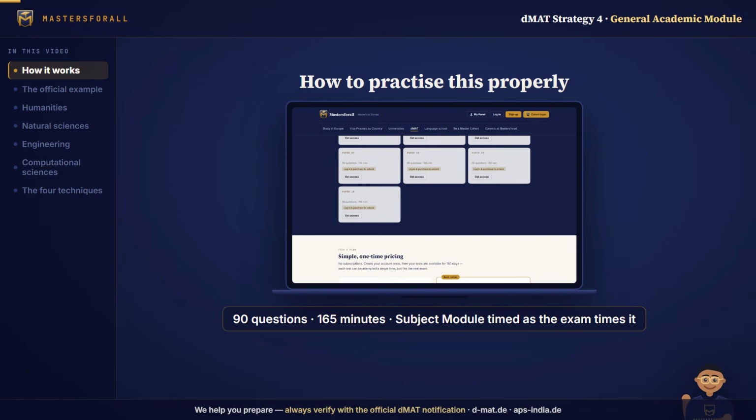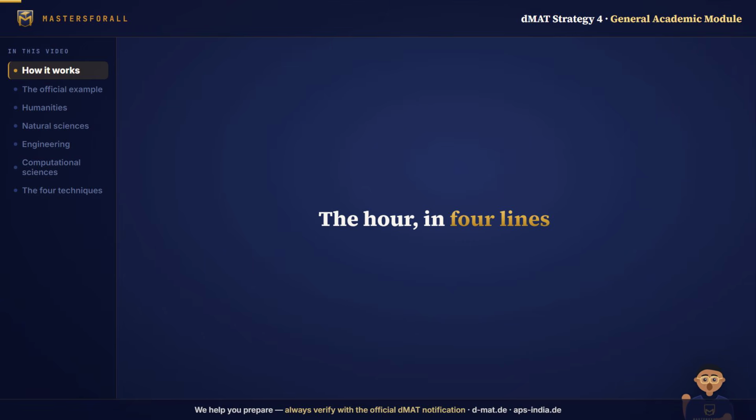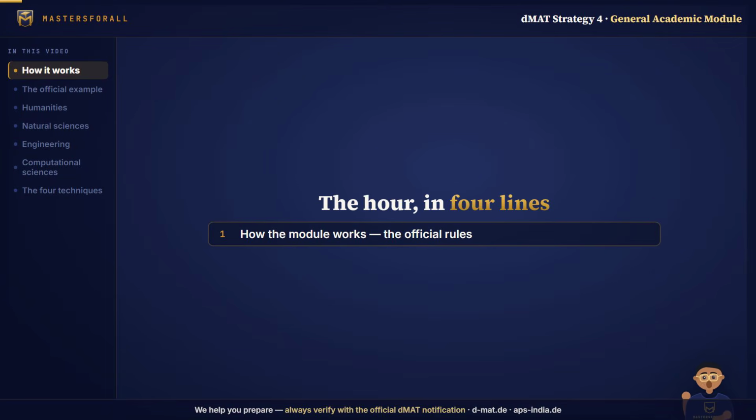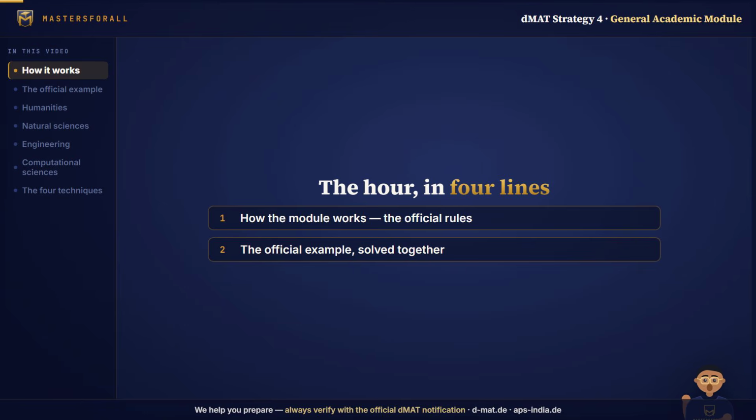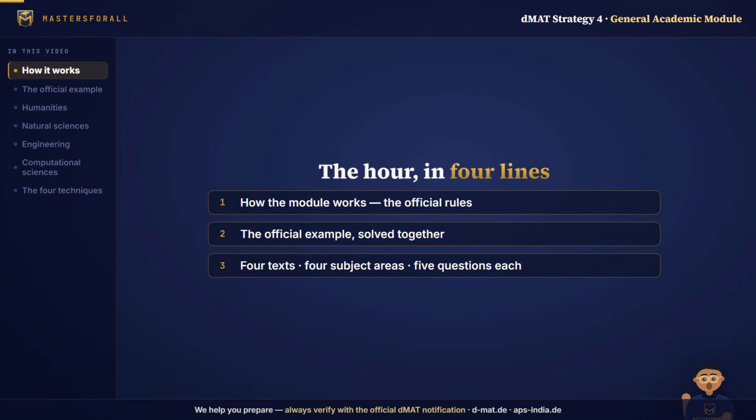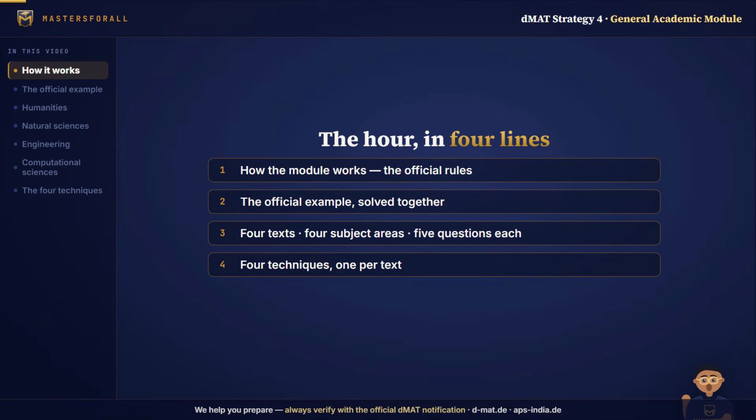The rest of this hour is teaching. Here is the hour in 4 lines. 1. How this module works. The official rules in 3 minutes. 2. The official example on screen solved together. 3. 4 texts of my own. 4 subject areas. 5 questions each, harder than the official set. 4. And each of those 4 texts teaches you one technique. By the end, you will not be reading these texts. You will be hunting in them.